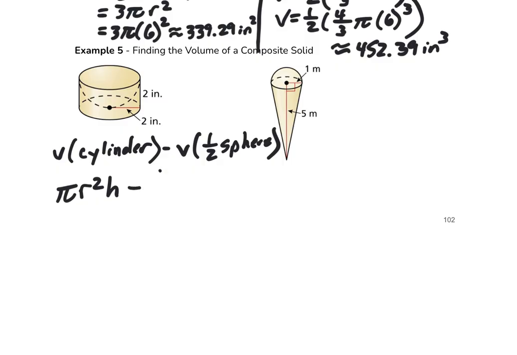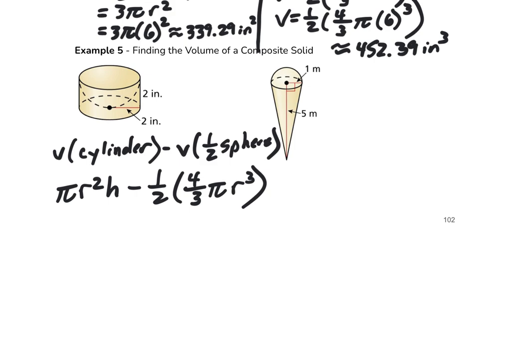And then this would be 1/2 of 4/3 pi r cubed. Okay. Volume of the cylinder formula minus half of the volume of a sphere. So I'm just inputting those two formulas. This is all I've done.